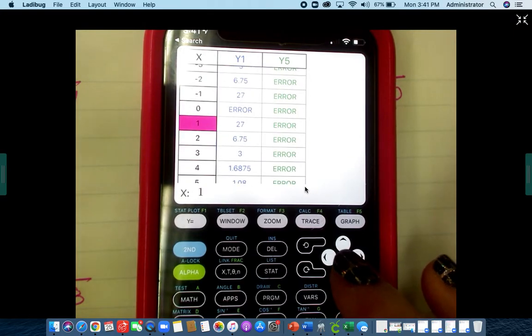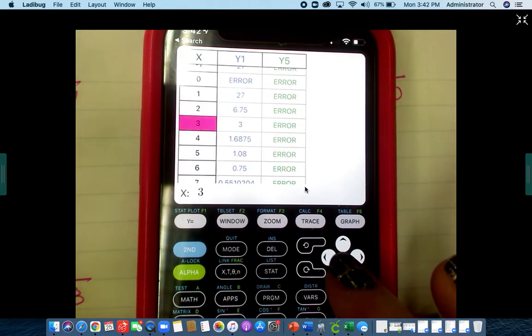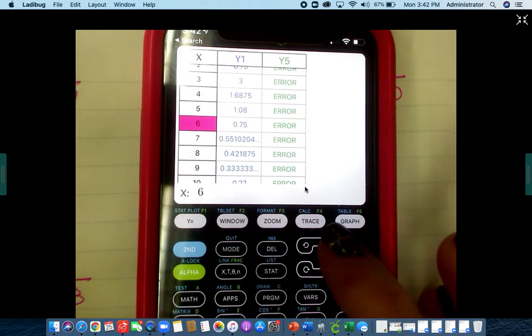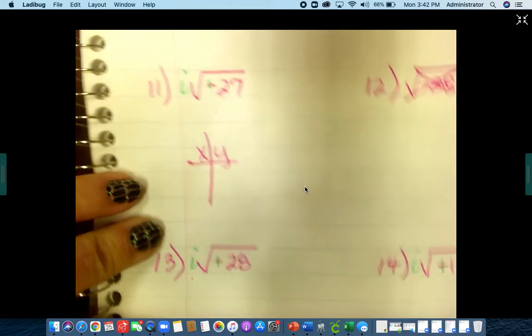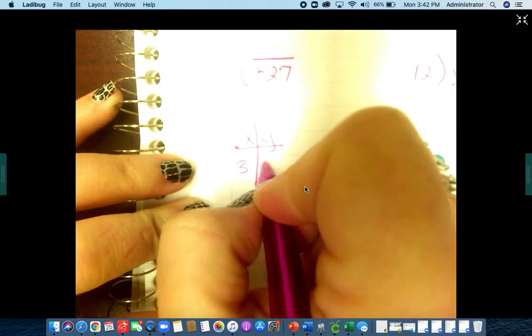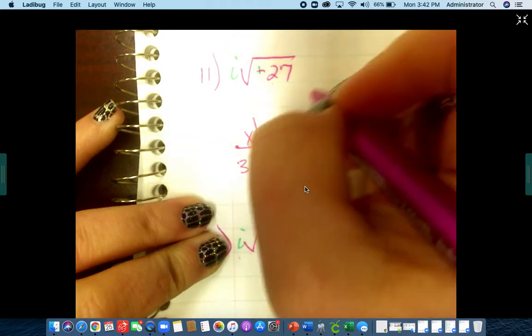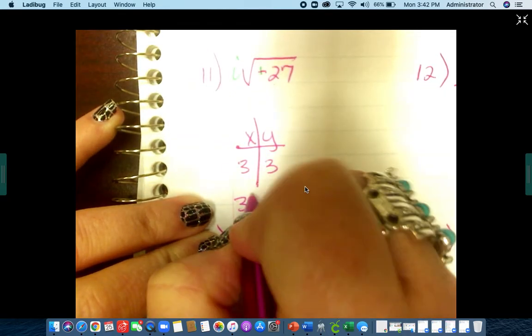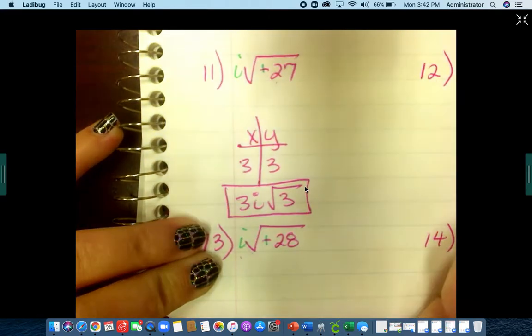So I've got 1 and 27. That's a whole number ordered pair. But it's not the last one because I've got 3 and 3. Are there any more? Nope. My last one is 3 and 3. So what I want to see you do is come over here and put an XY table. Oops, sorry. An XY table with 3 and 3. And that makes our answer 3i root 3, or 3i square roots of 3.